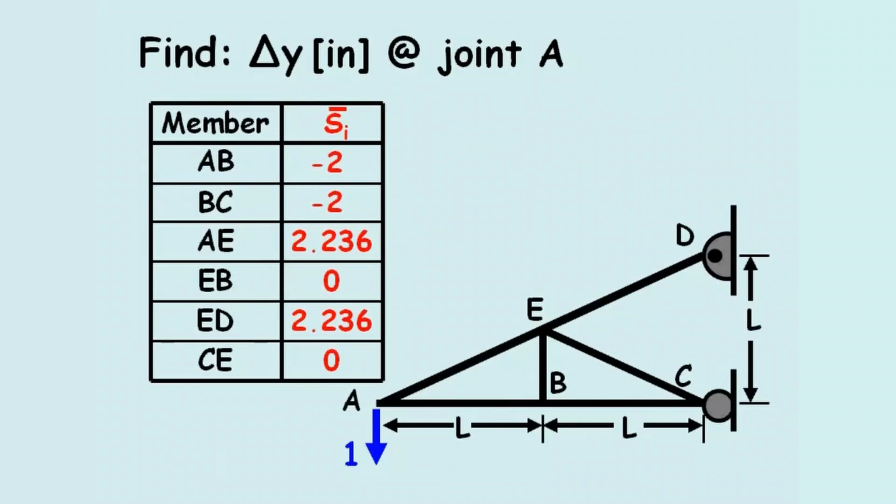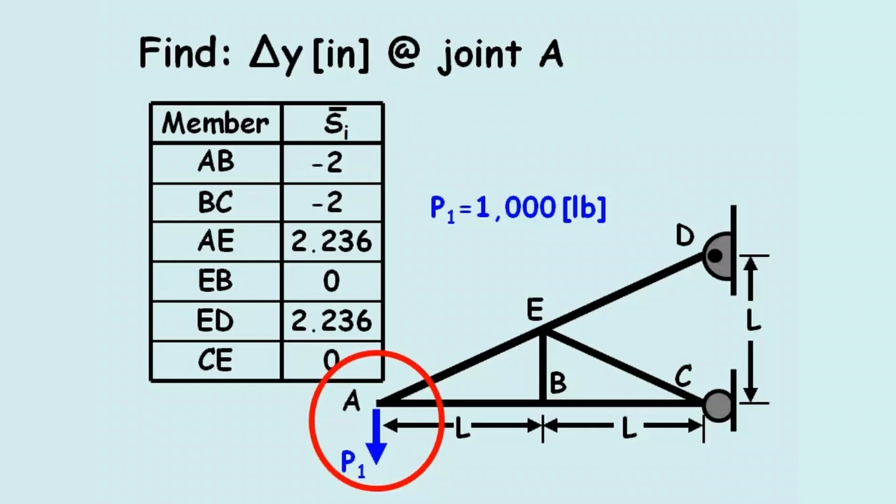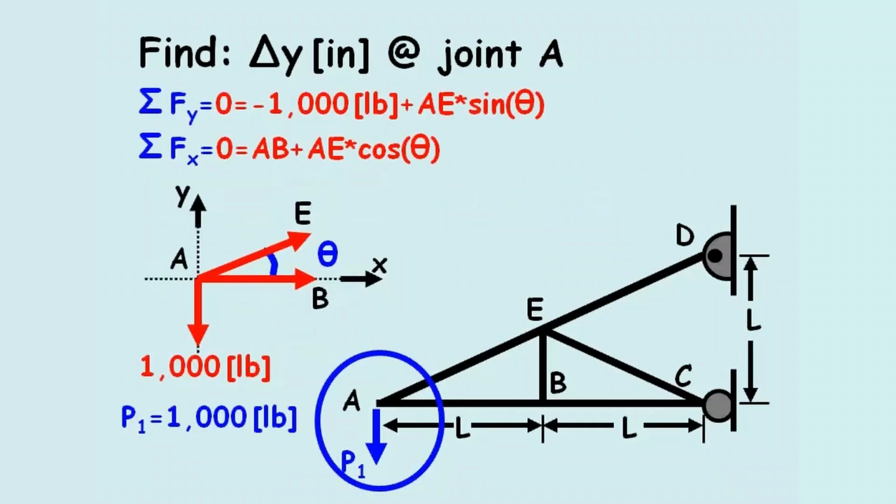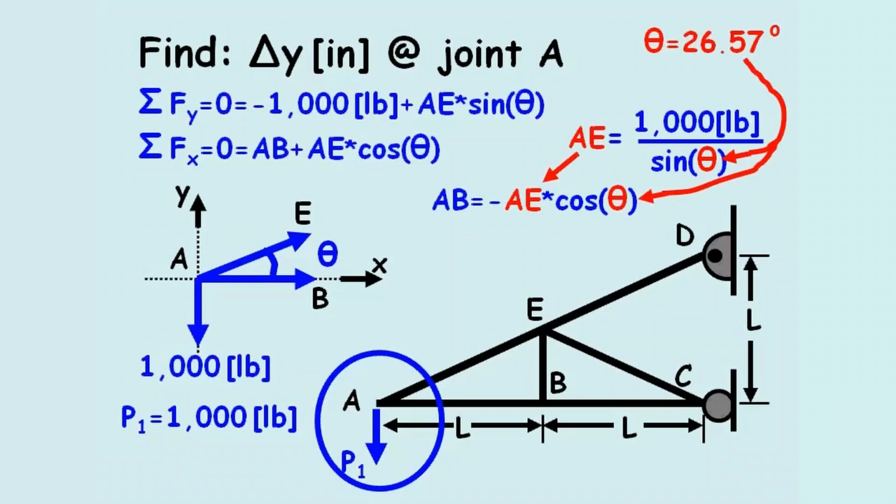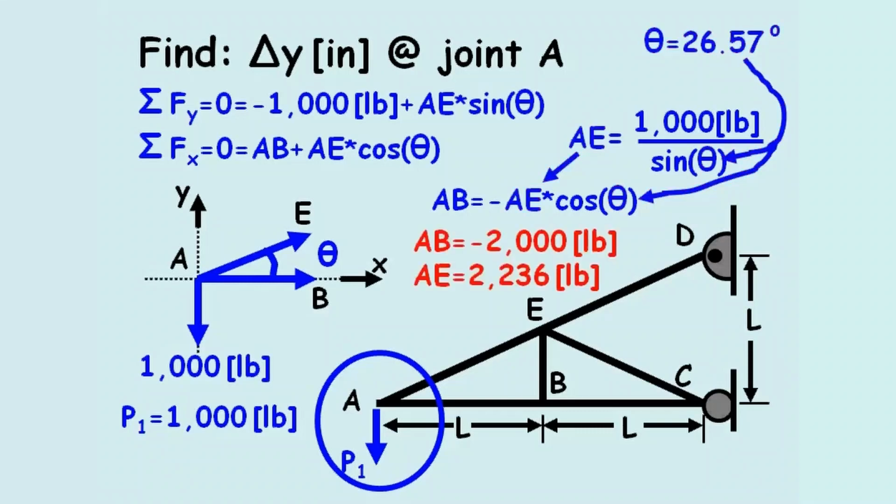The second step in the virtual work method is to remove the unit virtual external load, add back the axial external loads, and calculate all member forces in the truss, which is our variable SI. As before, we can begin at joint A. Sum the forces in the horizontal and vertical directions, set those values equal to 0, substitute in 26.57 degrees for theta and the actual tensile forces in members AB and AE, which are -2,000 pounds and 2,236 pounds.